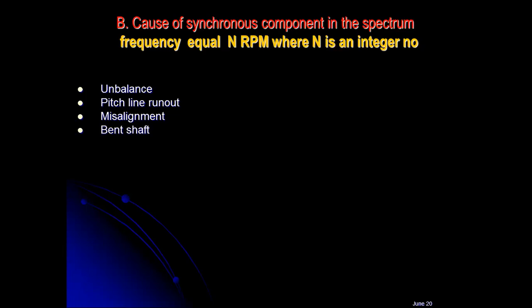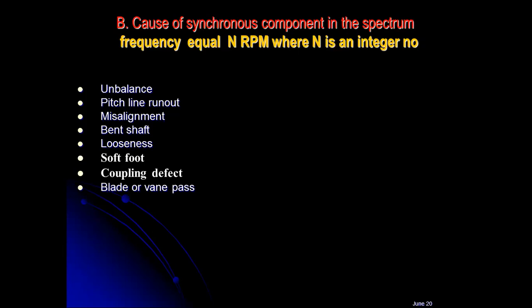Bent shaft appears at 1 and a little bit 2 RPM. Looseness, this is looseness, very complicated, and I will explain it in detail. And soft foot always appears at 1 RPM and 2 inline frequency. And the coupling effect.